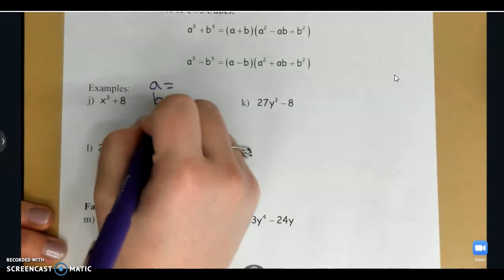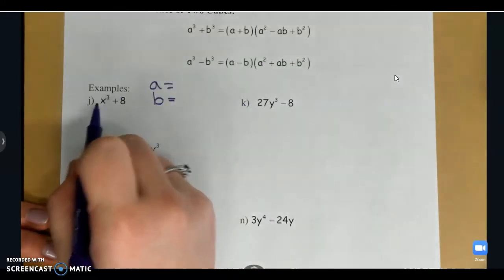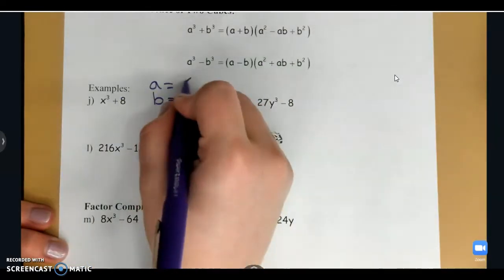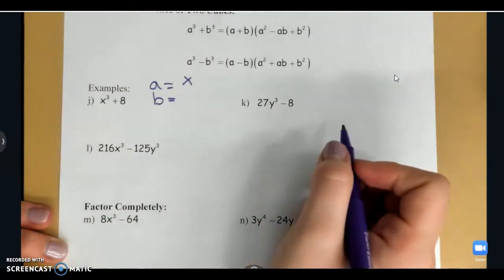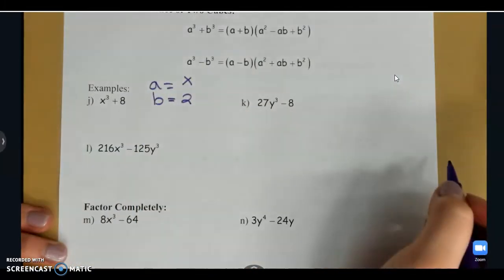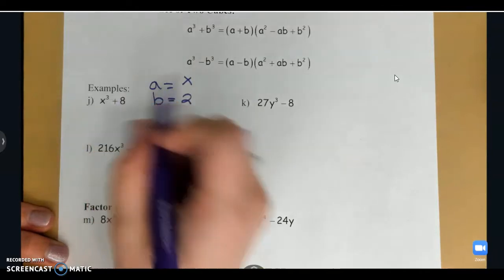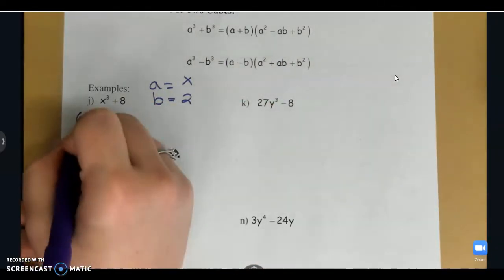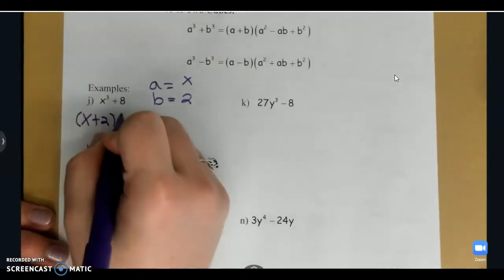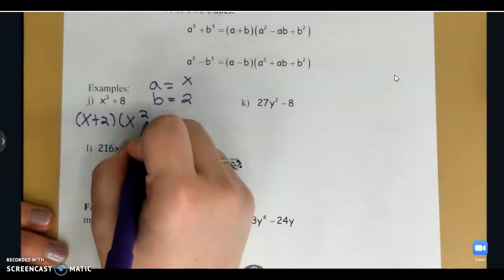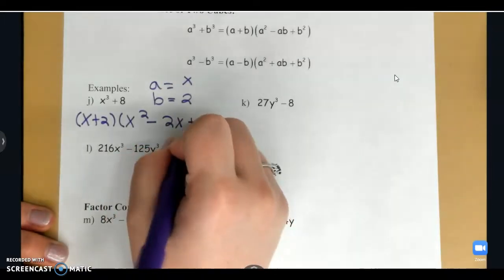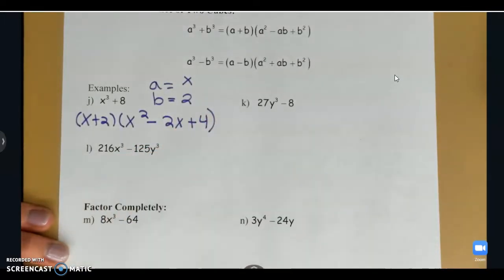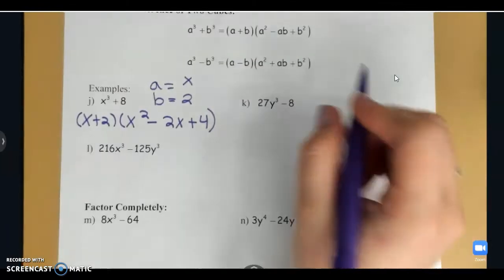So with these, the first thing you want to do is identify your a and your b. On example J, what cubed would give me x cubed? That would be x. And what cubed gives us 8? That's 2. So there's my a and my b. And this is the sum of two cubes, so we're going to use this top factorization here. So a plus b times a squared minus ab plus b squared. And I apologize about that bell.